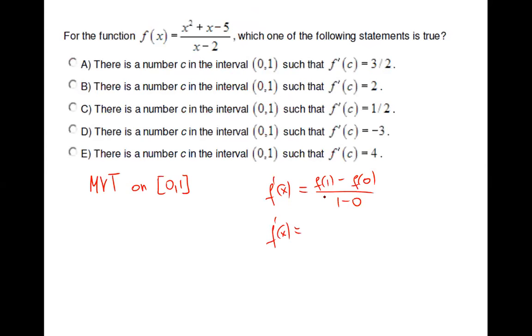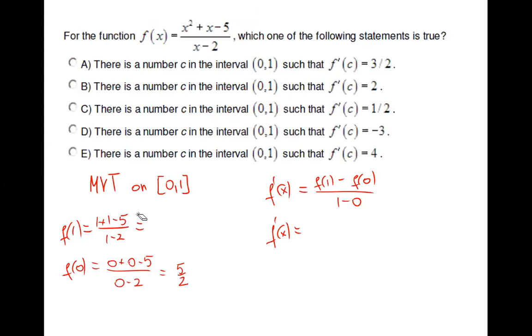I have to find, actually, let's find out. What's the value of the function at 1? 1 plus 1 minus 5, 1 minus 2. Who can do the arithmetic for us? And then I need the value at 0: 0, negative 5, 0, negative 2. I can write down this one.